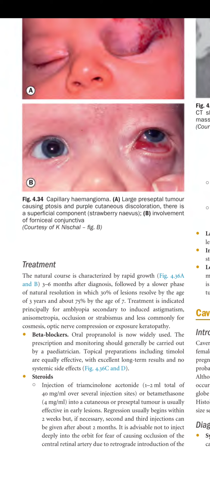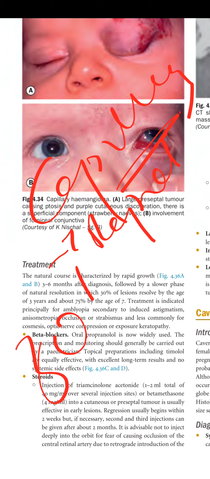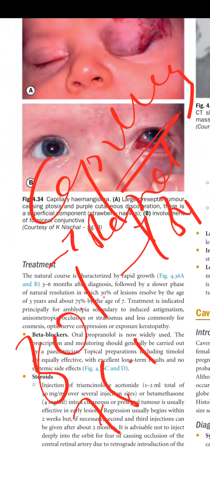The natural course is characterized by rapid growth 3 to 6 months after diagnosis, followed by a slower phase of natural resolution, in 30% of which the lesion resolves by the age of 3 years and 75% by the age of 7 years. So basically, the capillary hemangioma can resolve on its own. It usually shows a rapid growth pattern first, and then there is a regression. So 30% of the cases resolve spontaneously by 3 years and 75% by 7 years.